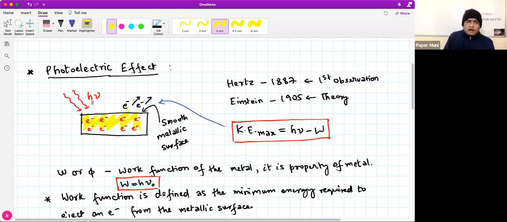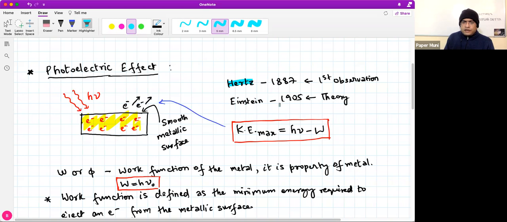So there's a metal surface, and there is a radiation falling on it, and there's a clean metallic surface, a smooth one, so that the electrons are able to come out of it, after the incident ray is incident on the metal surface. It was first observed by Hertz in 1887.